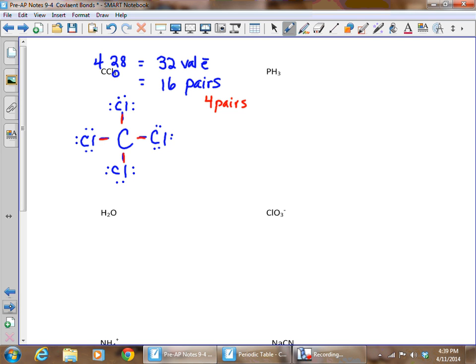So everything has 8 valence electrons. Carbon does, each of the chlorines, so that's a good structure. This is the Lewis dot structure for carbon tetrachloride. So let's go on to the next one, PH3.